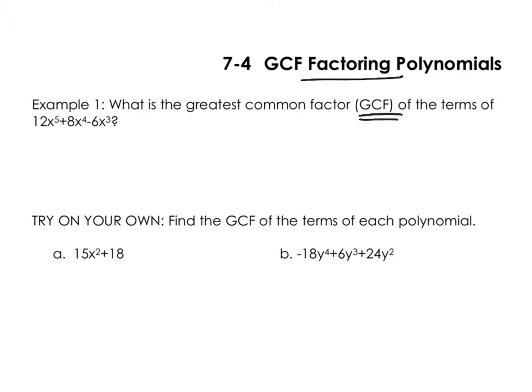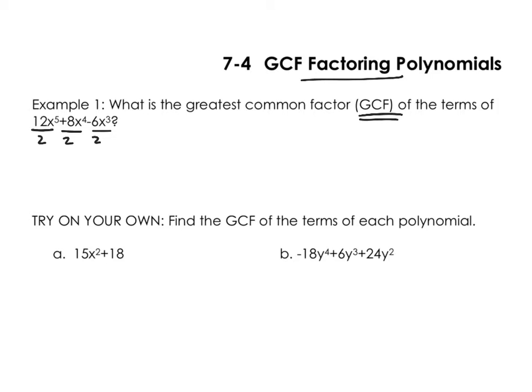Thinking about this, I want to find the greatest number that I can divide all three of these numbers by. I can always divide everything by 1, but I want to see if I can find a higher number. 12, 8, and 6, I can also divide by 2. Some of them I can divide by 4, but not all of them. So the highest number I can divide all of these by is 2, so I'm going to divide all of them by 2.